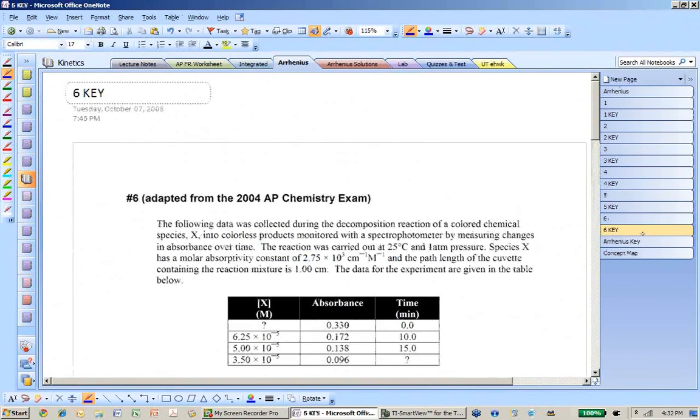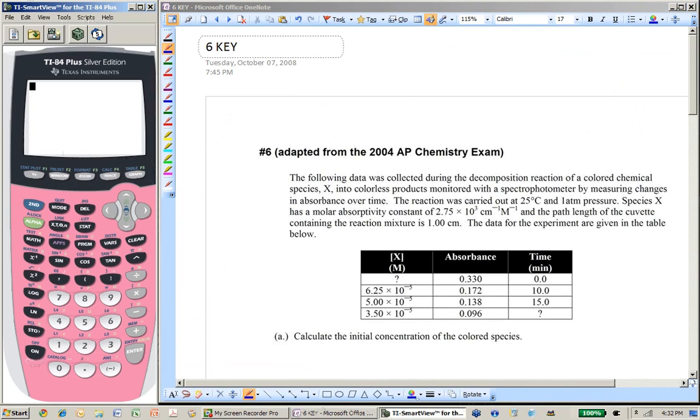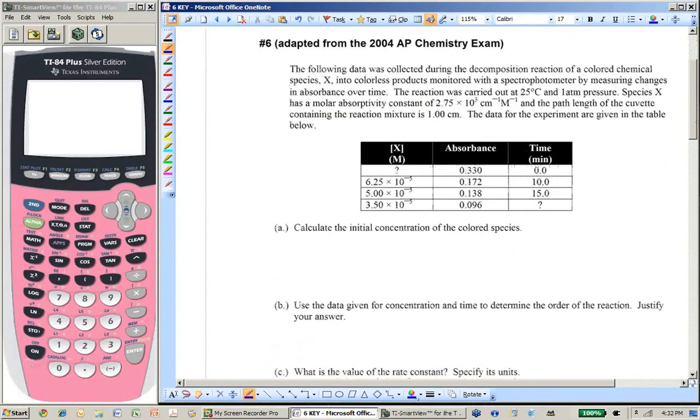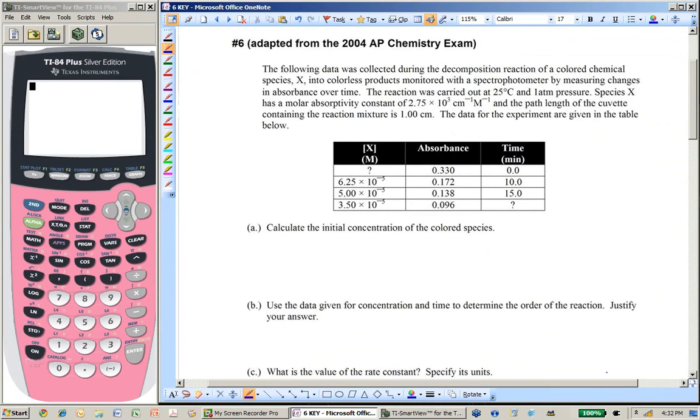So this one is adapted. I am going to need a calculator for this one, I know. And there it is. So this is adapted from the 2004 exam. It was number 6. Oh, no, I made it number 6. I don't remember what number it was. It might have been number 2 or 3, because you definitely had a calculator with this.